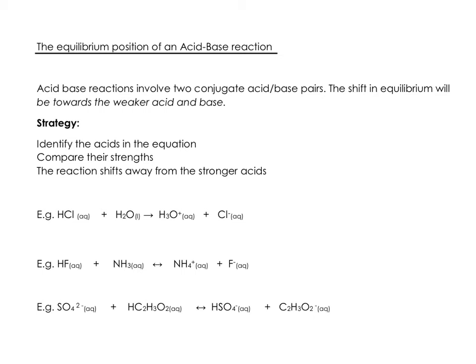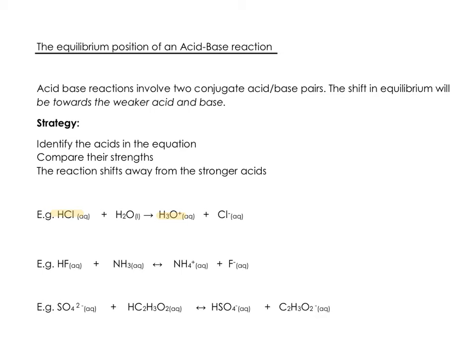So let's do an example. Hydrochloric acid plus water produces the hydronium ion and the chloride ion. Well, our acids are HCl and the hydronium ion.